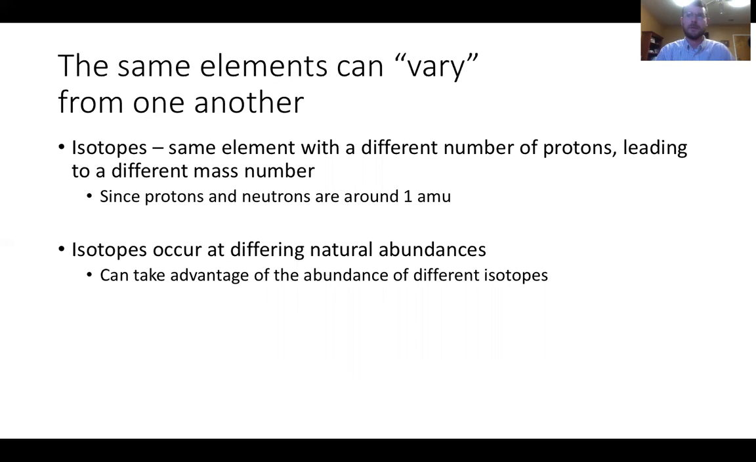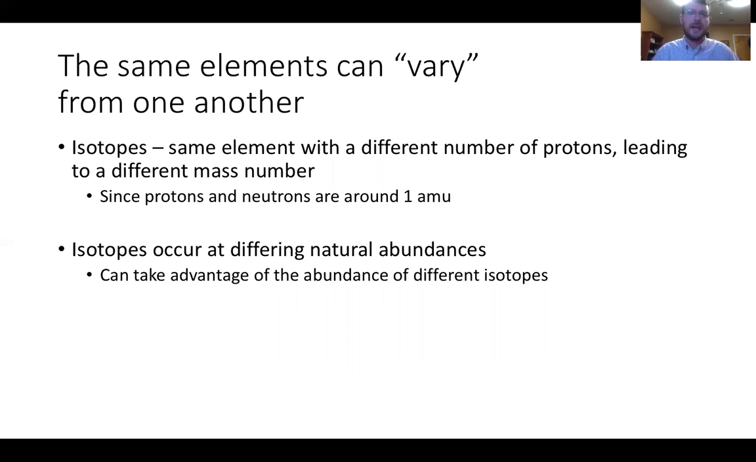It's the same element with a different number, it should say, of neutrons. Sorry for the typo. Of neutrons, leading to a different mass number. Because again, if it's a different number of protons, it's a different element. And so it should say neutrons. Protons and neutrons are around 1 atomic mass unit. And so that's why we can say carbon-12 versus carbon-14.